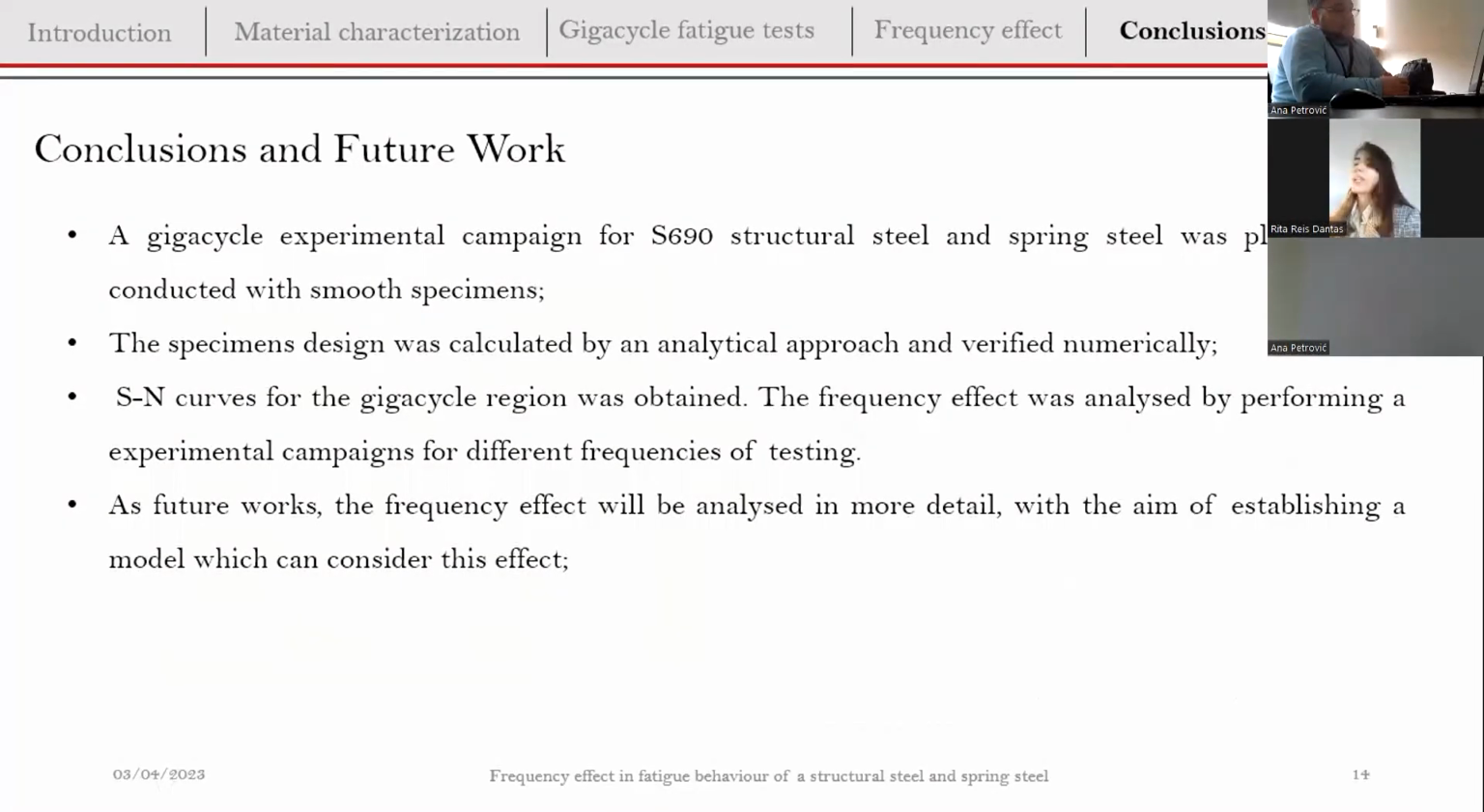So, in conclusion, we can see that for the spring steel and for the structural steel, if we conduct some experimental campaign in ultrasonic fatigue testing, we need to take into consideration the frequency effect, and probably in the future we'll have to consider some analytical or other nature formulation to include this frequency effect to be able to use this experimental data to design some structures or something like that, because without that we are not able to reproduce the real behavior of the material.